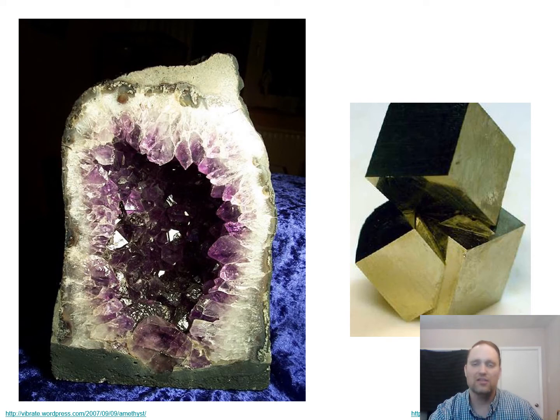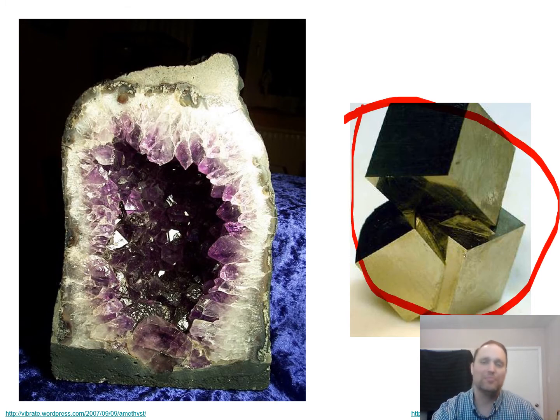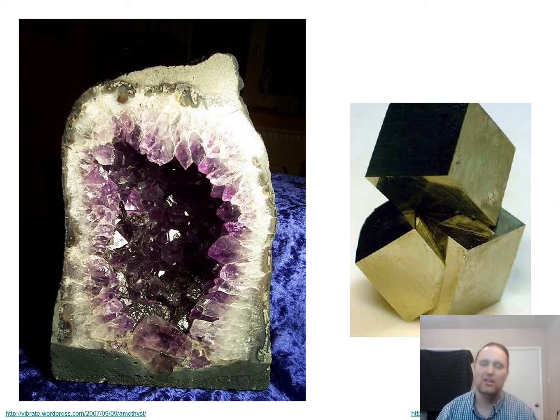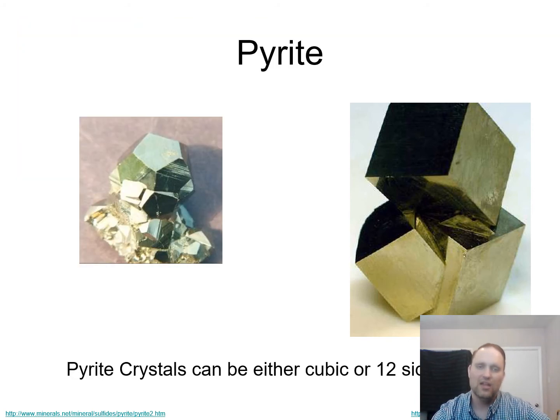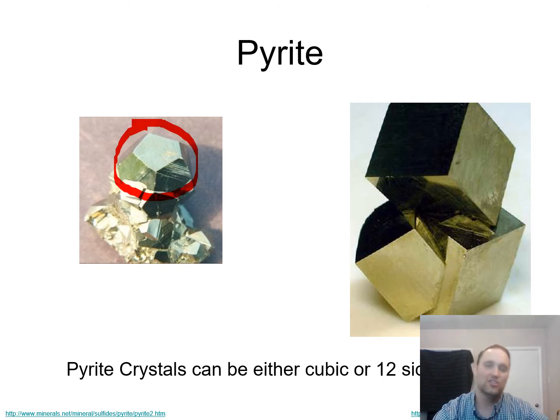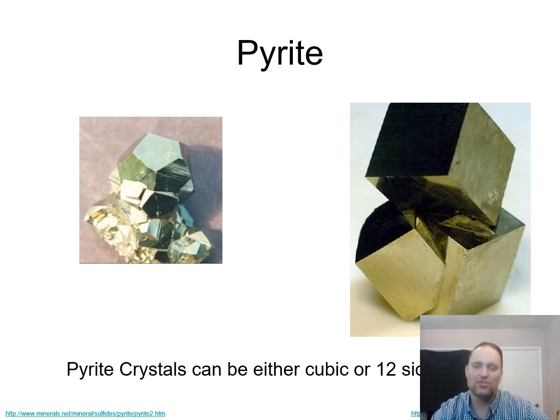On the right, we have some very well-formed pyrite crystals. So you may know pyrite as what's commonly referred to as fool's gold. So pyrite can form cubic crystals, but can form other shapes as well. And so it's not uncommon for pyrite to form crystals that have pentagon-shaped faces and have 12 faces to it. And so there's two really distinct crystal forms for pyrite. So it can be cubic, as we see on the right. It can be 12-sided, as we see on the left.